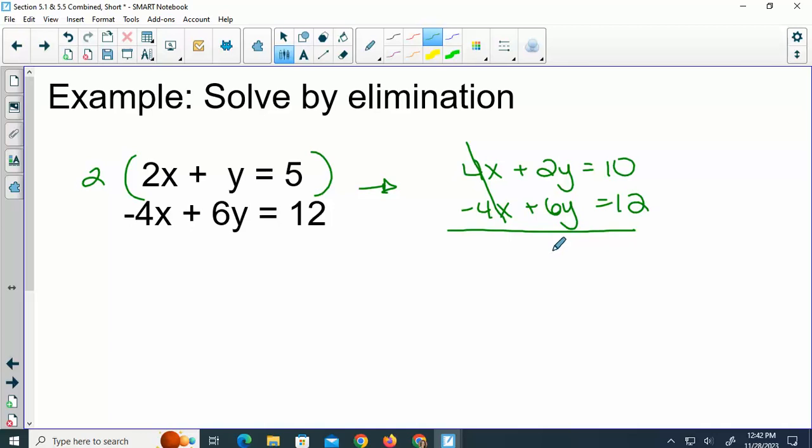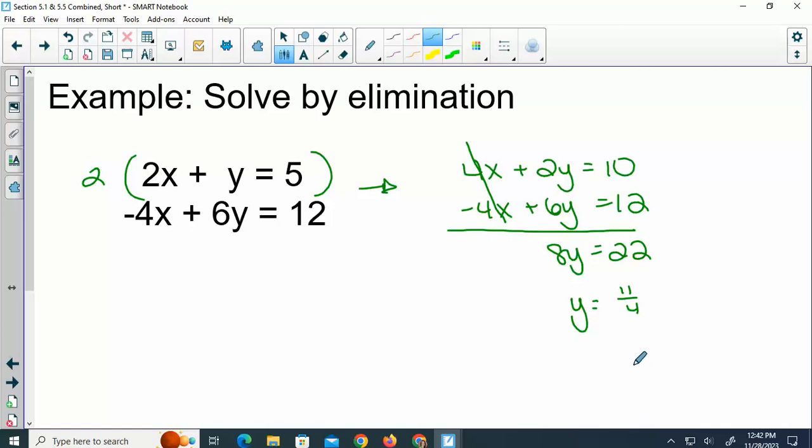Those drop. So we get 8y equals 22. Divide by 8. So y is 11 over 4.